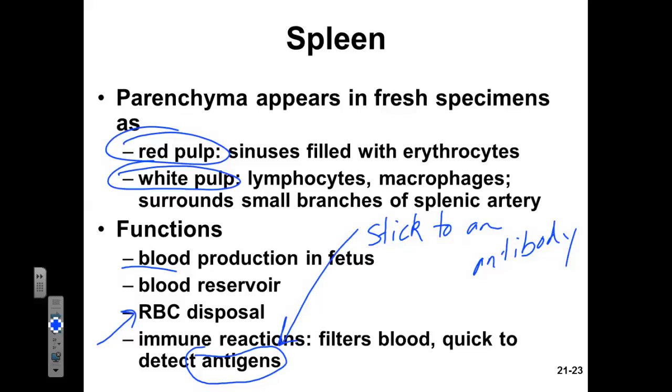Red blood cells, what's that called? In the red pulp. Leukocyte is white blood cells. Leukocyte is white. And what's the red one? Erythrocyte.